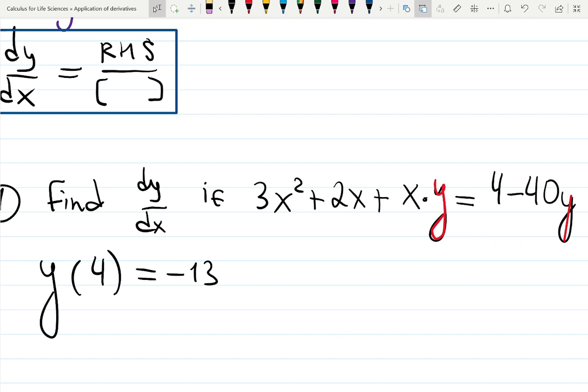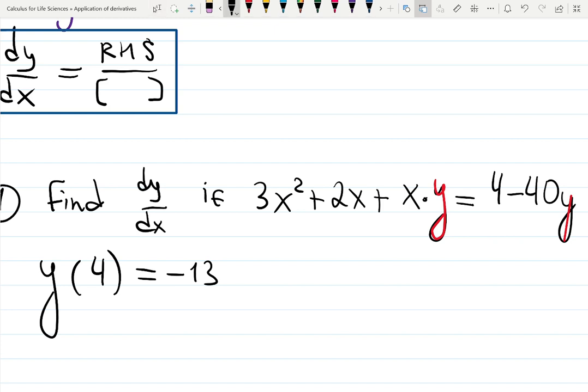How would you find y prime if y is hidden over there? Sometimes you can solve for it. In this case, we could actually solve for it. But we're going to show you implicit differentiation instead, because most of the time, you cannot solve. So let's do it. Let's do implicit differentiation.